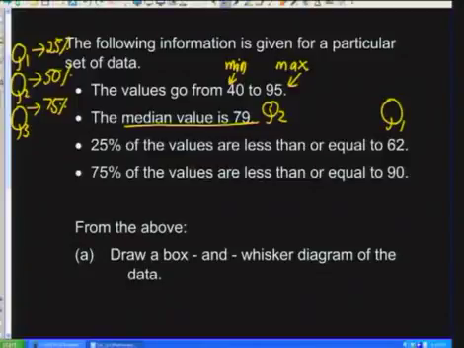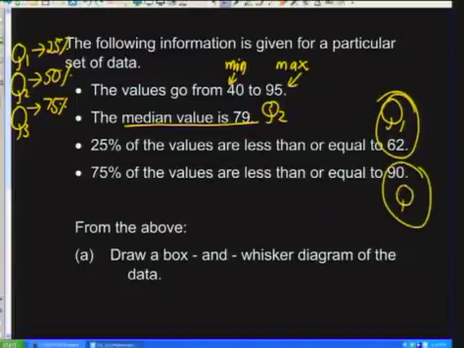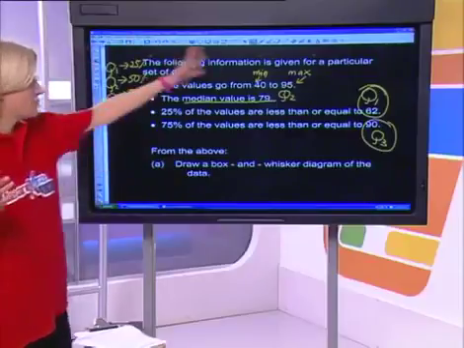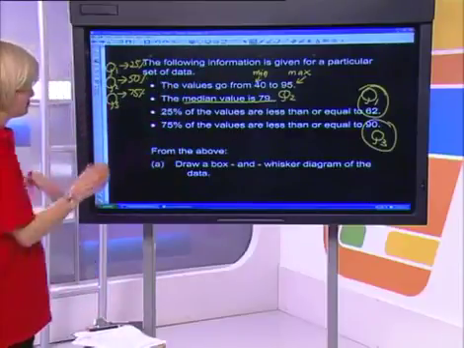So by saying that 25% of the values are less than or equal to 62, we are being told that Q1 is 62, and then 75% of the data is less than or equal to 90, so that means that Q3 is 90. So see, boys and girls, if we use our heads, it's very easy to get the 5-number summary. I read through this, I had it immediately.